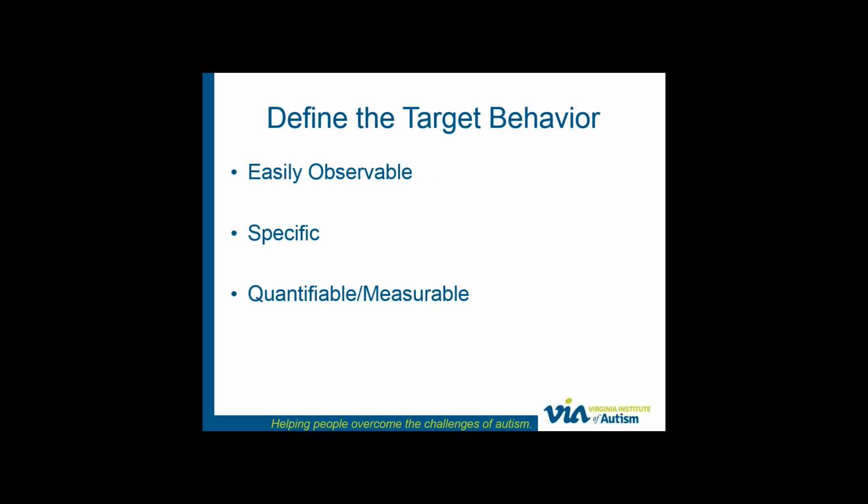So when you define the target behavior, it is really important that it's easily observable. This means that if somebody reads the definition and looks at the child, they can tell that that's the behavior you're looking at. For example, instead of saying the child is being disrespectful, you could say the child's sticking his tongue out. Being disrespectful is very different for different people. What one person may see as very disrespectful, somebody else may not see as disrespectful at all. So it's really important that you make it really observable. Also that it's very specific.